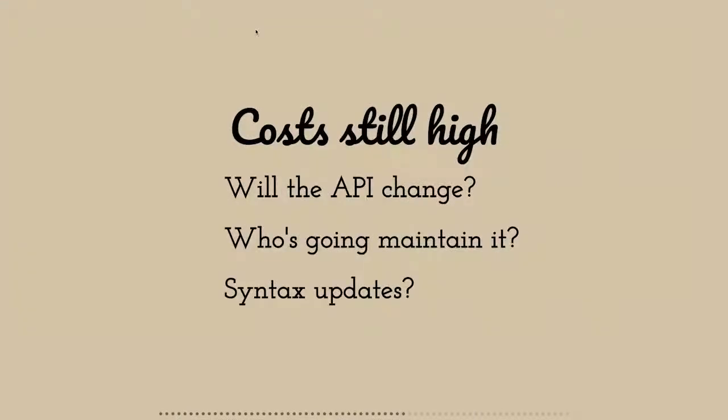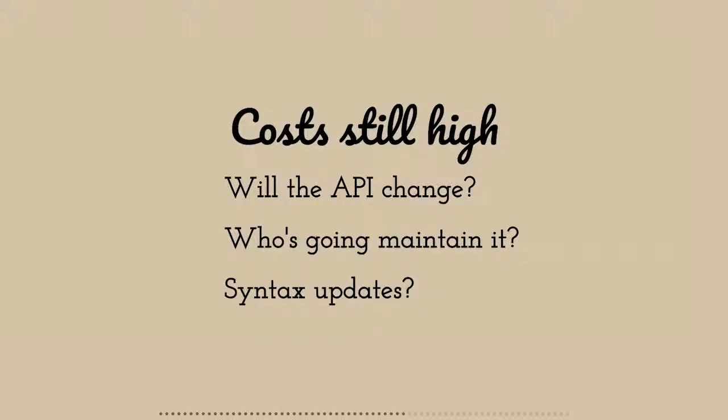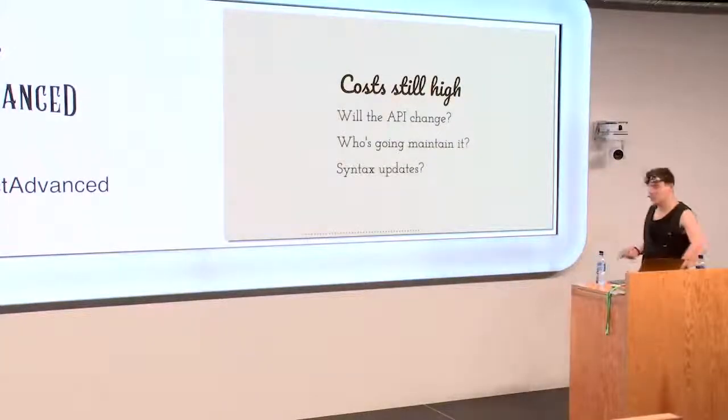Will the API change? And if it does change, who's going to maintain it? And not even considering the API changes, what about syntax updates? Flow syntax changes over time. And here we've chosen Flow as our tool because Reason would have been a rewrite.